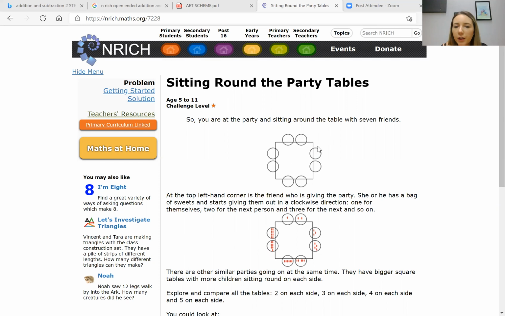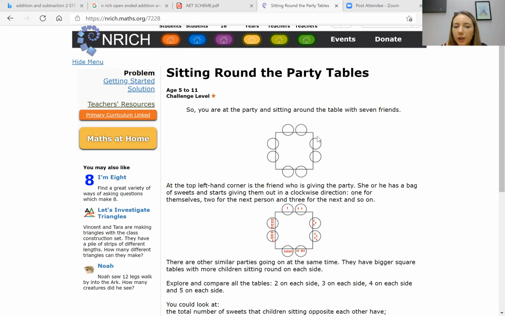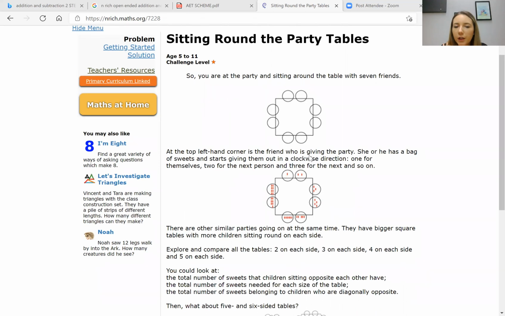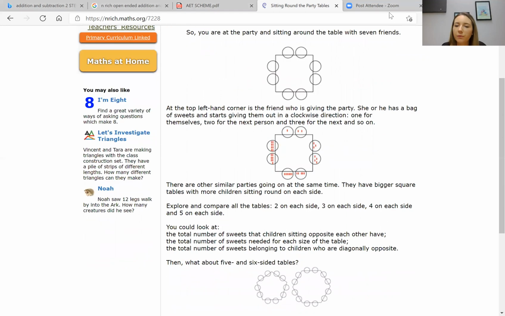There are other similar parties going on at the same time. They have bigger tables with more children sitting on each side. So the investigation is to explore and compare all of the tables. When you've got 2 children sitting on each side, when you have 3 children sitting on each side, when you have 4 children sitting on each side, and when you have 5 children sitting on each side. So the things you could look at are the total number of sweets that children sitting opposite each other have. So the total here, the total here, the total here, and the total here.